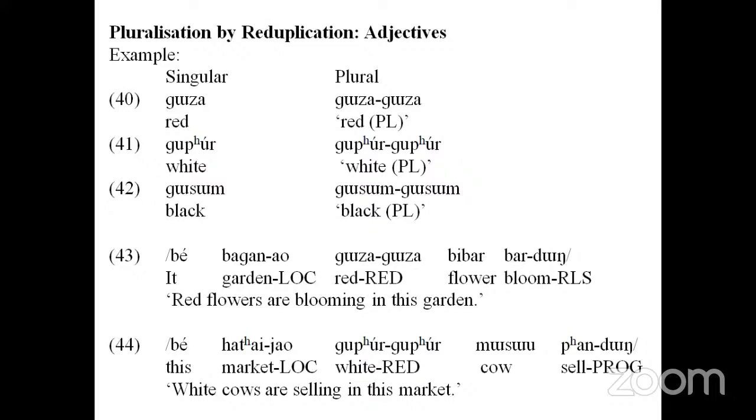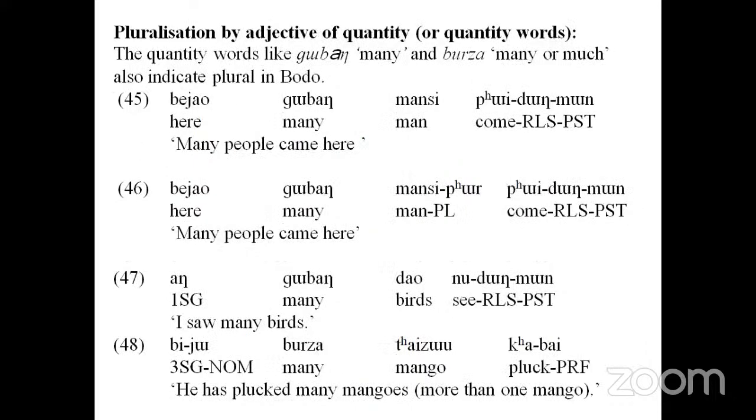That kind of pluralization process is found in the Bodo language. Now, pluralization by adjectives of quantity, or quantity words. The quantity words like gebang, meaning many, and burza, meaning many or mass, also indicate plural in Bodo. For example, number 45: biao gebang mansi phaidengman, many people come here. Here gebang is making the noun mansi plural. Number 46: biao gebang mansiper phaidengman.